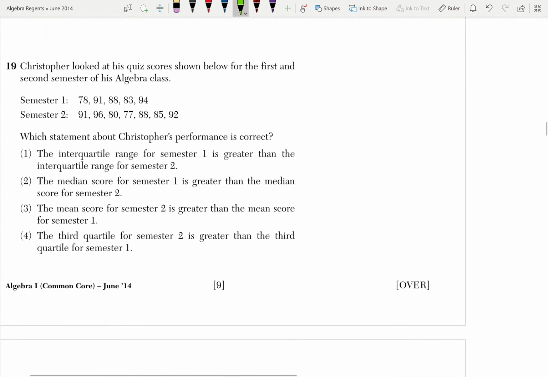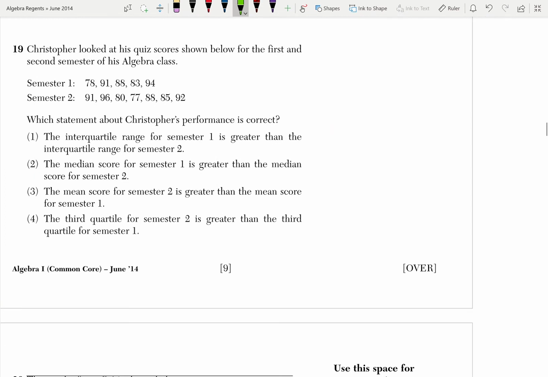Okay, let's go on to question 19. So Christopher looked at his quiz scores shown below for the first and second semesters of his algebra class. Okay, and here we're given the quiz scores. Which statement about Christopher's performance is correct?